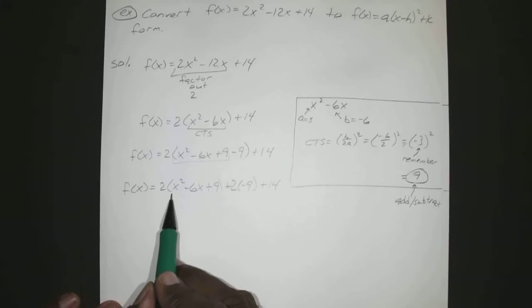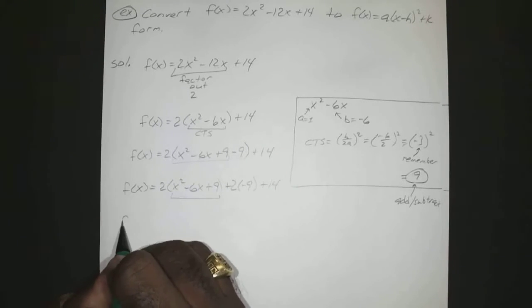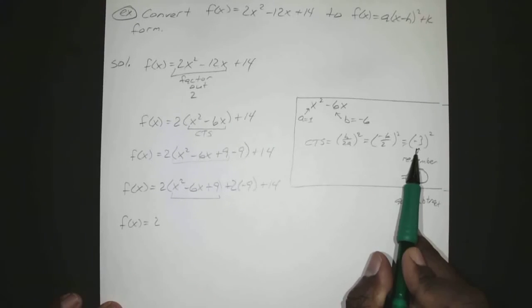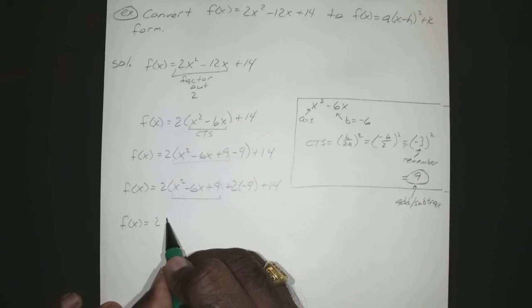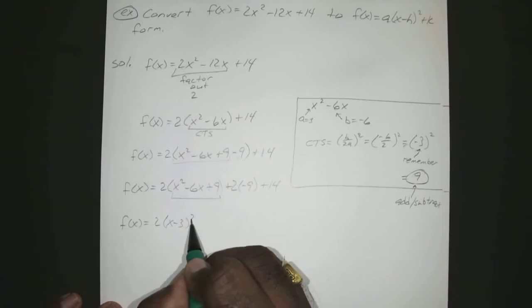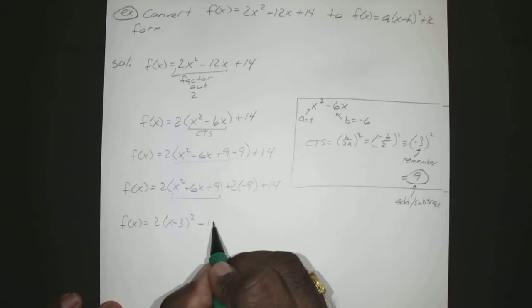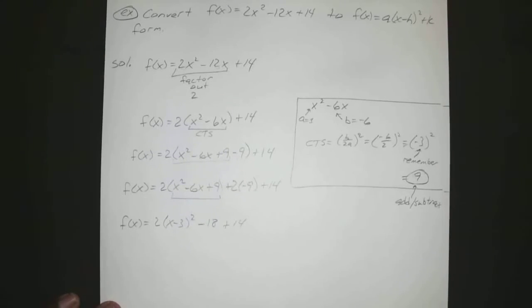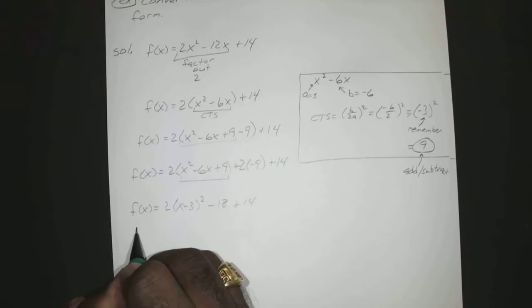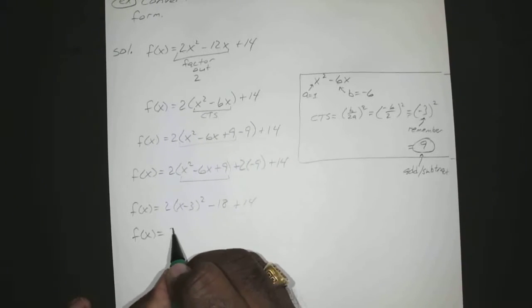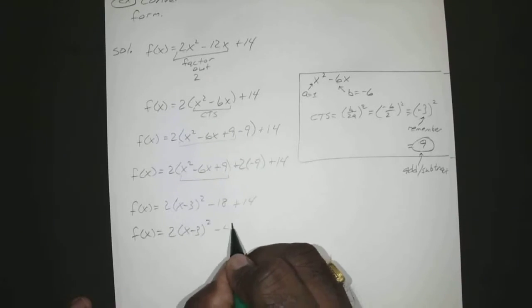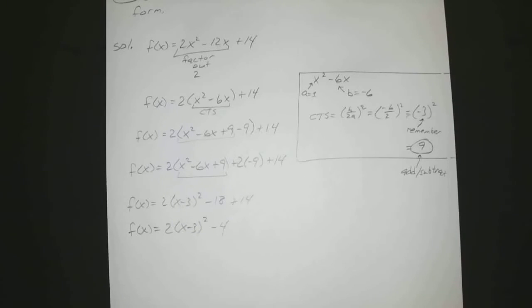Okay. So now we have our perfect square trinomial. So 2, that value we had to remember in there, our minus 3, that's x minus 3 squared, minus 18 plus 14. So that gives us our f of x equals 2 times x minus 3 squared minus 4, which is the one we originally started with.